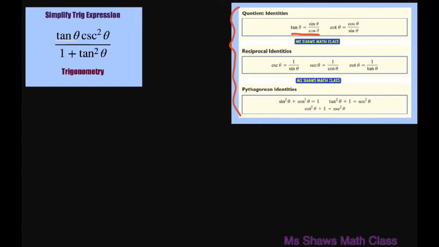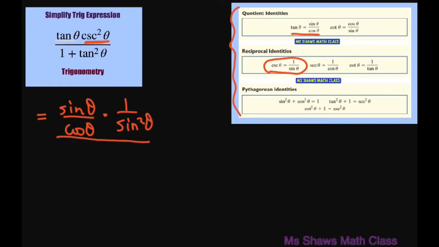So we have this equals sine of theta divided by cosine of theta. Now this cosecant squared, all you have to do is write this as 1 divided by sine squared. Now the denominator, I'm going to write this using my Pythagorean identities because tan squared plus 1 is secant squared of theta. So I'm going to write this as secant squared of theta.